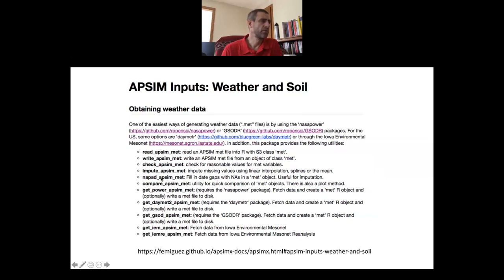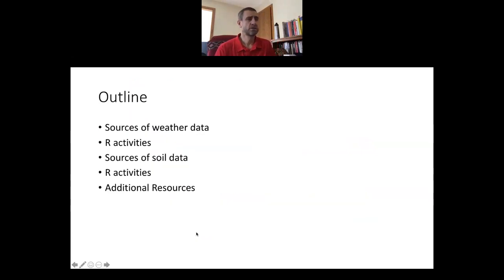NA_pad is a function that will fill in gaps with NAs, or not available, which can be used for further imputation. And here I'm mentioning also this daymet function, for example, that requires the daymet_r package, that can obtain data in that way. And there are a few other functions that obtain data from other sources. This document is right here in this location, so you can go and look at it directly. So that's it for weather data.